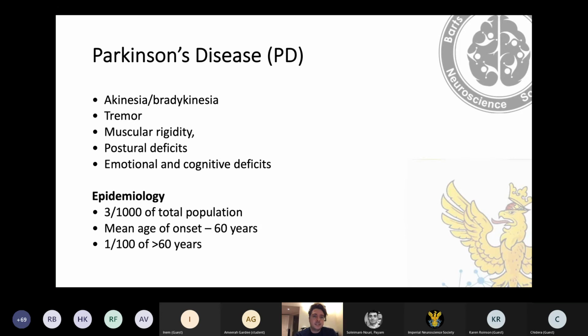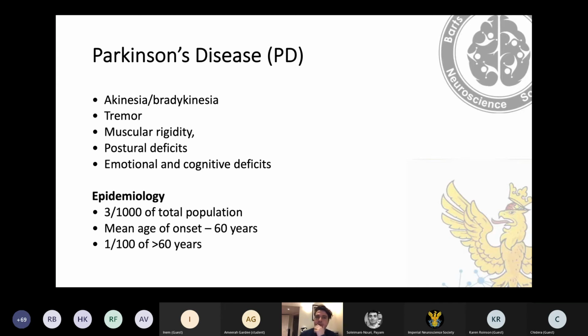So I've got the key symptoms here. They often present with rigidity, tremor, the postural deficits, and then the linked emotional and cognitive issues. It's truthfully a worryingly common condition amongst the population. It affects us in our later years. And by the time you're over 60, it's actually 1 in 100, which, when you imagine how many people above the age of 60 anyone will see on an acute take, is quite a lot of people.